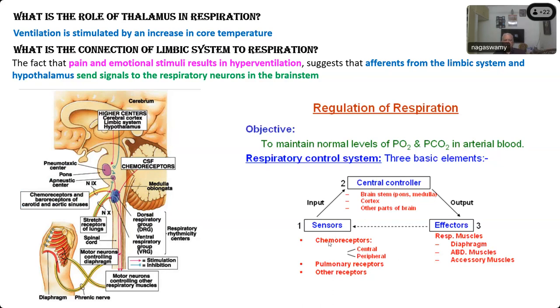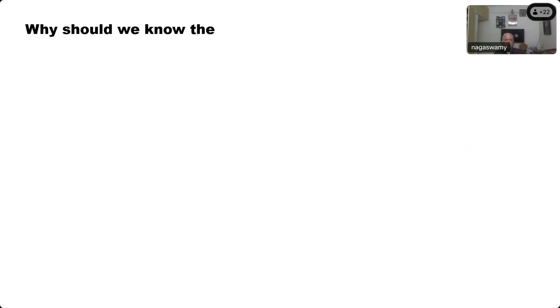So the sensors are chemoreceptors, central and peripheral, pulmonary receptors and other receptors. Central control is at the brainstem, pons, medulla, cortex, and of course, the limbic system and thalamus have a part in the pathological state, not in the normal physiological state. And the output is to effectors like respiratory muscles, diaphragm, abdominal muscles, accessory muscles. I just put this diagram for you to remember easily so that you can elaborate on this and write your answers on control of respiration.